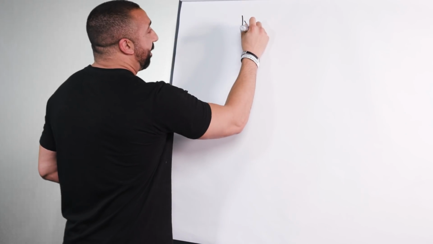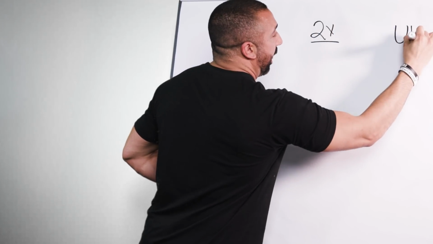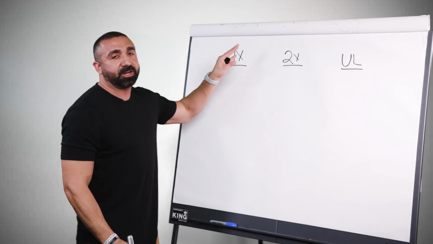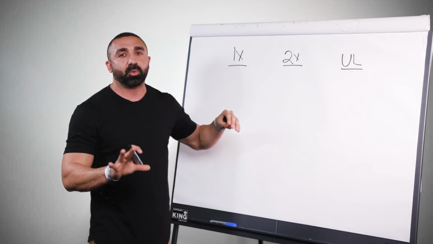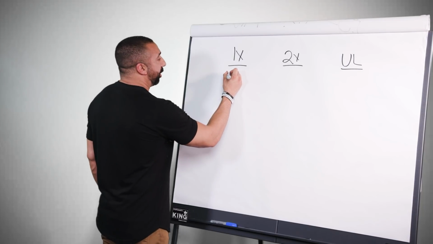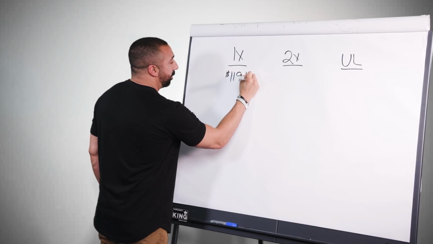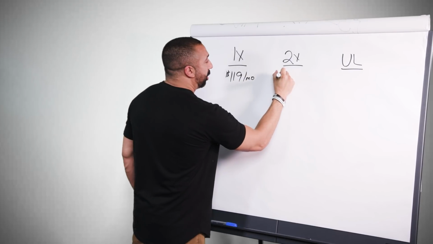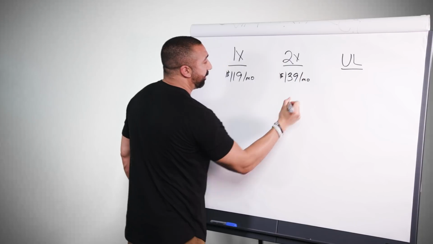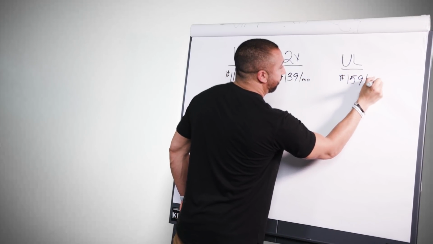So the average studio might do something like 1 time a week, 2 times a week, and an unlimited option as an example, okay? And you may do contracts, you may do differently, everyone's different, but just stay with me for this one example, okay? And let's say for the 1 time a week, we're gonna charge $119 a month. For the 2 times a week, we'll charge $139 a month. And then for the unlimited, we charge $159 a month.